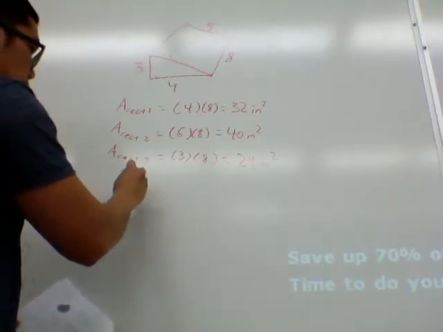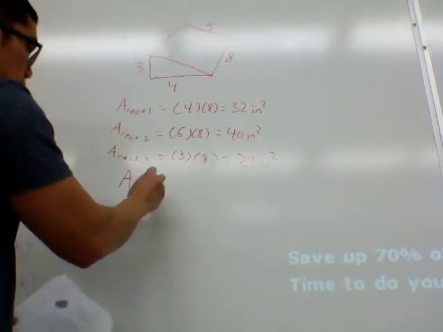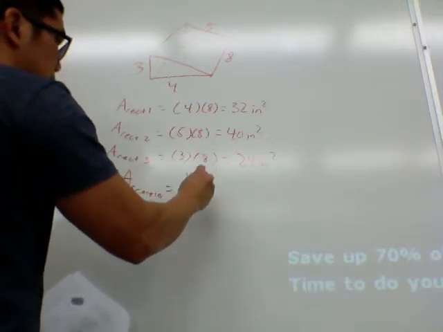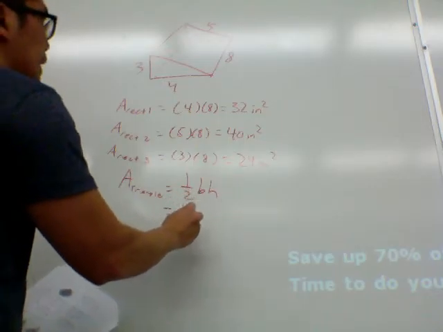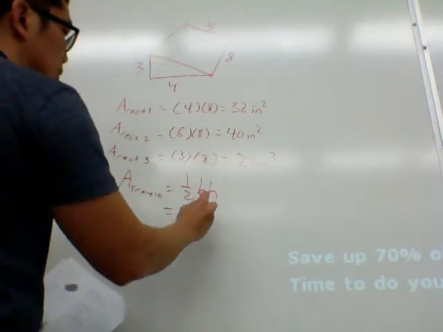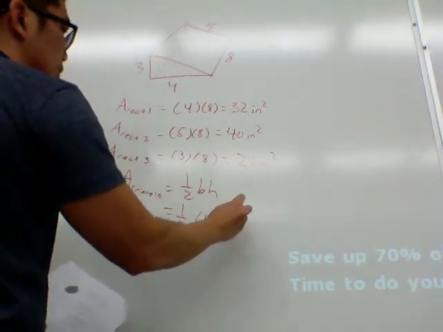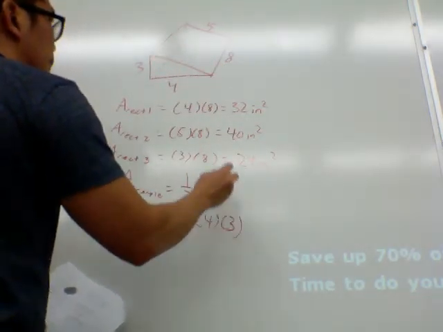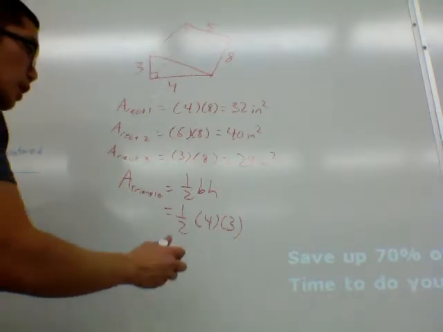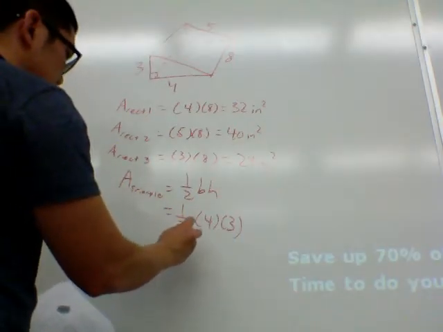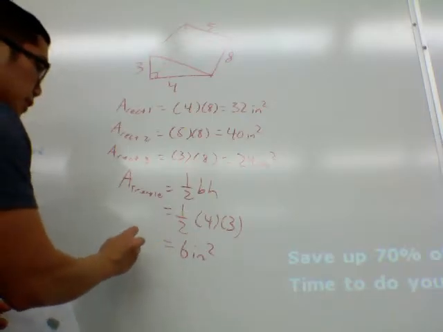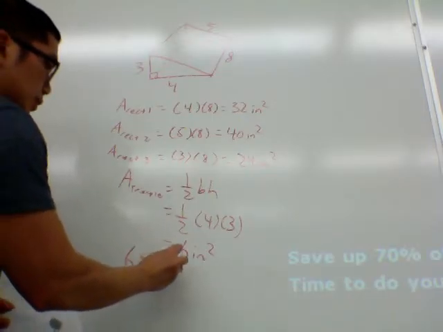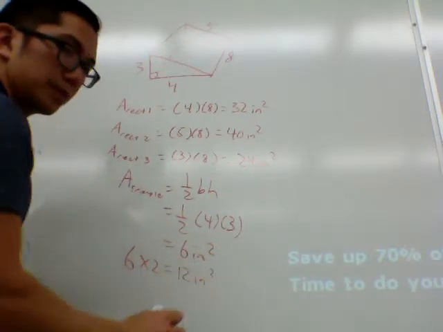The area of the triangle is equal to 1/2 times base times height. So in this problem, it's equal to 1/2. The base is 4, and the height is 3. Okay? So that it's always where your 90-degree angle is. So your area of your triangle is 6 inches squared. But since you have 2 of them, I'm going to multiply it by 2. So 6 times 2 equals 12 inches squared.